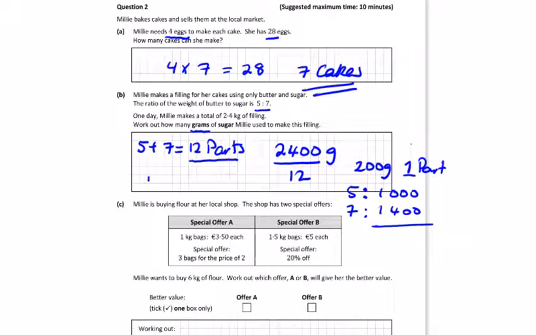So that will be the 1,000 in here, 1,000 grams of sugar. You're going to have your rough work page in your exam or off to the side of the exam. There's loads of room to jot stuff down.